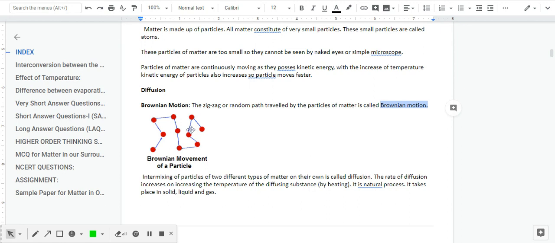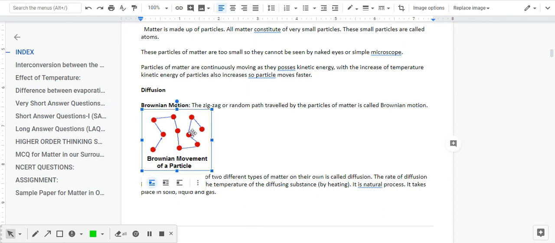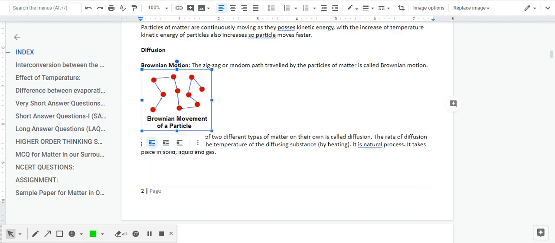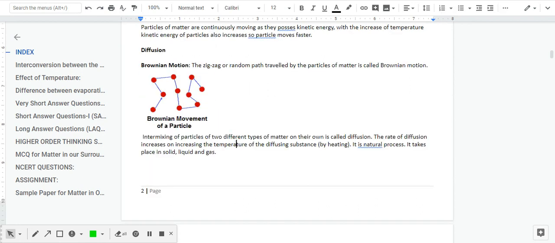Because solid particles are quite tightly packed, liquid particles are a little bit tightly packed but can flow easily. And in the case of gases, the particles are most loosely packed, so they can move from one place to another quite easily. So here I have written something. Intermixing of particles of two different kinds of matter on their own is called diffusion.